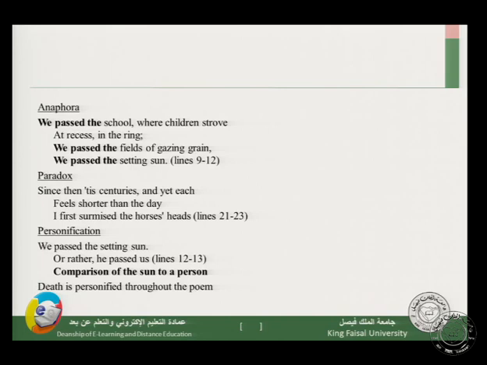Personification is also important because death all through the poem is personified. Death is made a person, talked with, being addressed as a person. Okay, we passed the setting sun, or rather he passed us. He passed the setting sun. This is personification. Or rather he passed us, death. Comparison of the sun to a person, that is personification. Death is personified throughout the poem.